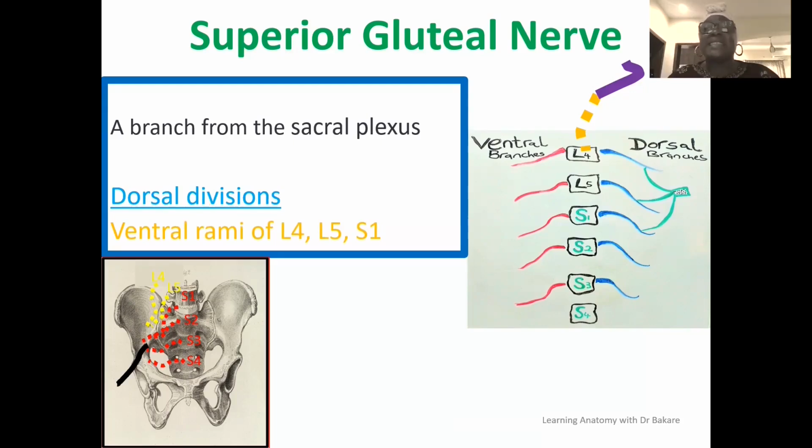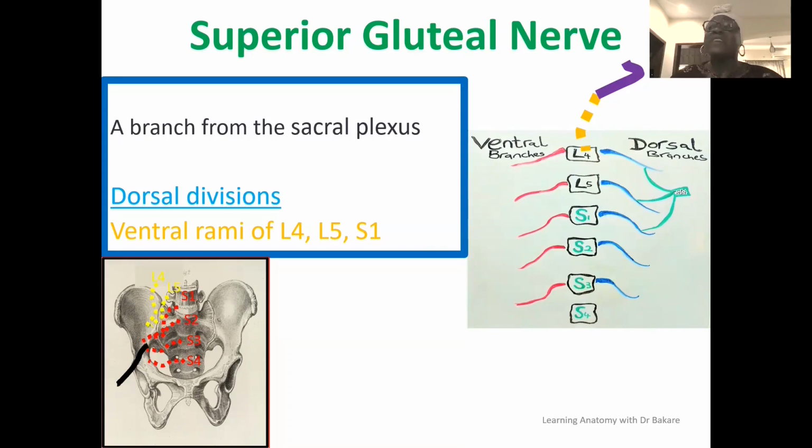We already stated previously that the sacral plexus itself is an emergence from the ventral rami from L4 to S4. But specifically, the superior gluteal nerve emerges from the ventral rami of L4, L5, and S1 spinal nerves. The superior gluteal nerve is not the only emergence from the sacral plexus. We have other emergences from the sacral plexus, but because we're focusing on the superior gluteal nerve, we are diving deep into how this nerve emerges.